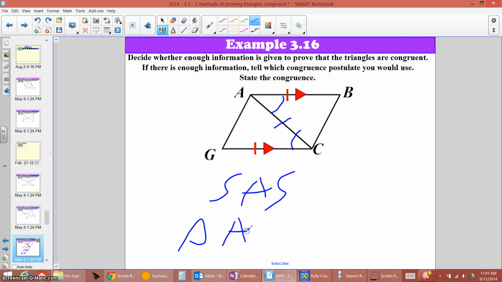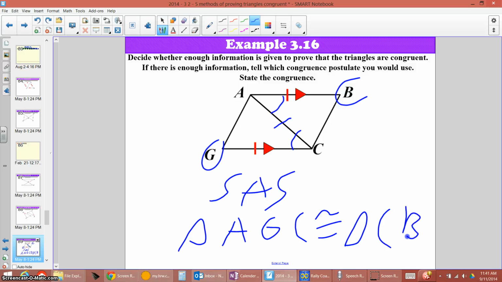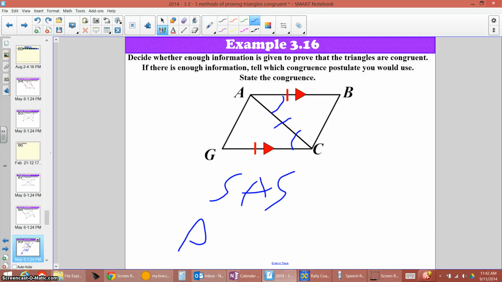Triangle AGC. Let's just do with AGC. Angle A is here, and that corresponds to triangle C. A corresponds to C. G up here corresponds to B over here, so we put B. And then C corresponds to A, so I put there. Sorry you can't see that last part. I'm going to erase all of this. Going on to the next example.